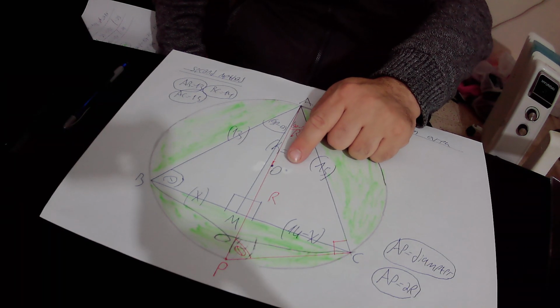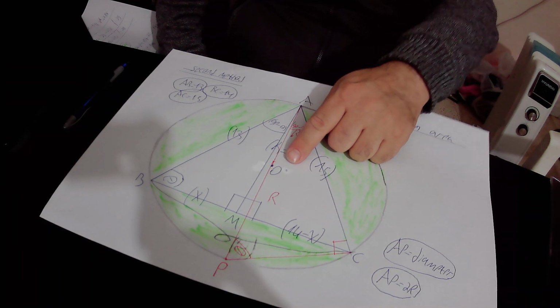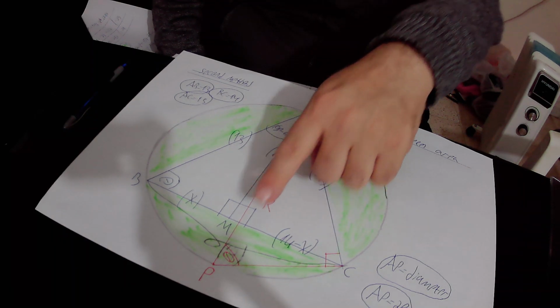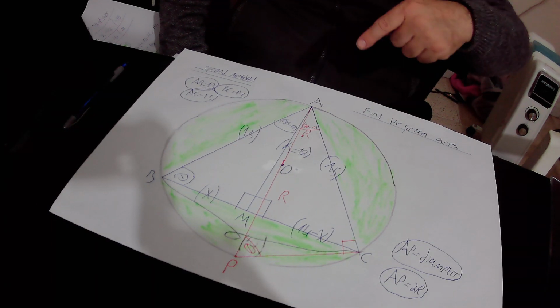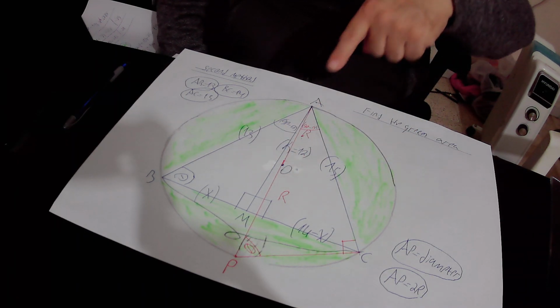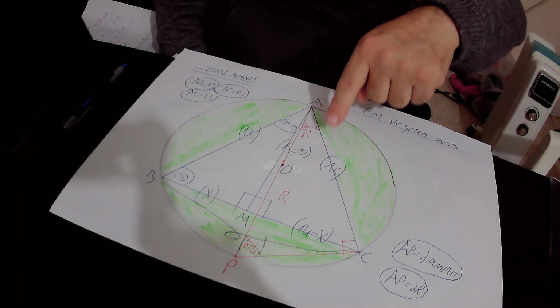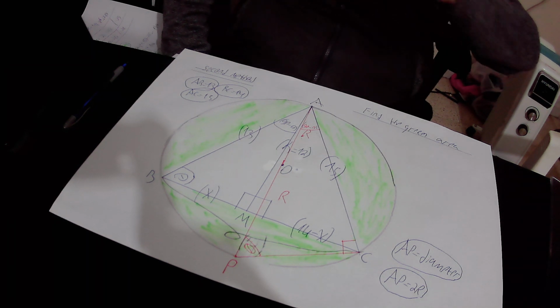Likewise, point O is the center of the circle, point P is a point on the circle itself, therefore OP is also the radius of the circle, that is R. From the drawing, it is very easy to see that the length of the diameter AP equals R plus R, that is 2R.